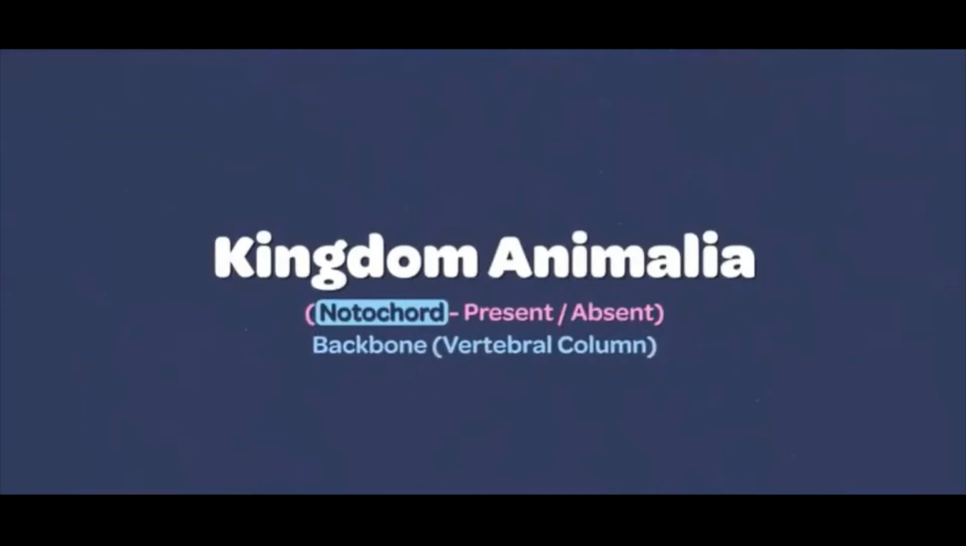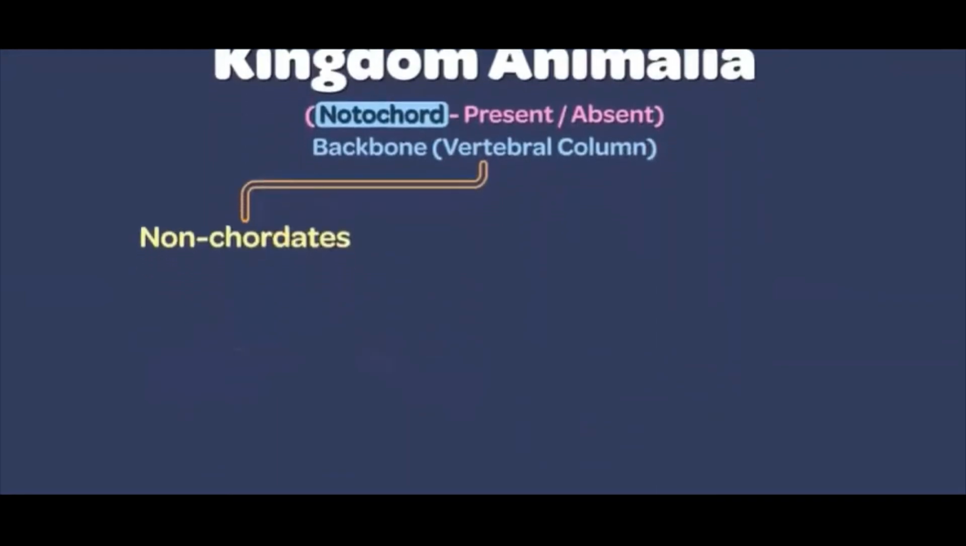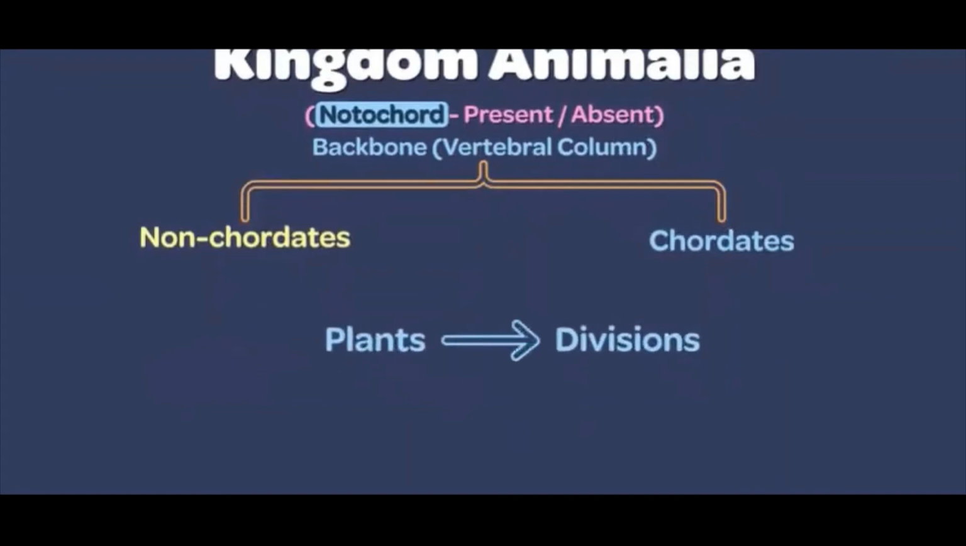So, based on this, animals are classified in two major categories. One category is the non-chordates and the second is the chordates. And these categories are further divided in various phyla. Just as we have divisions in plants, we have phyla in case of animals. So which phyla are included in these categories?